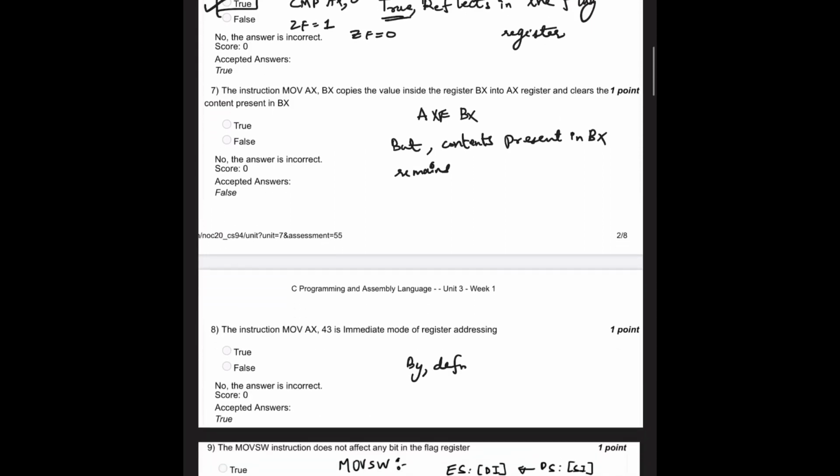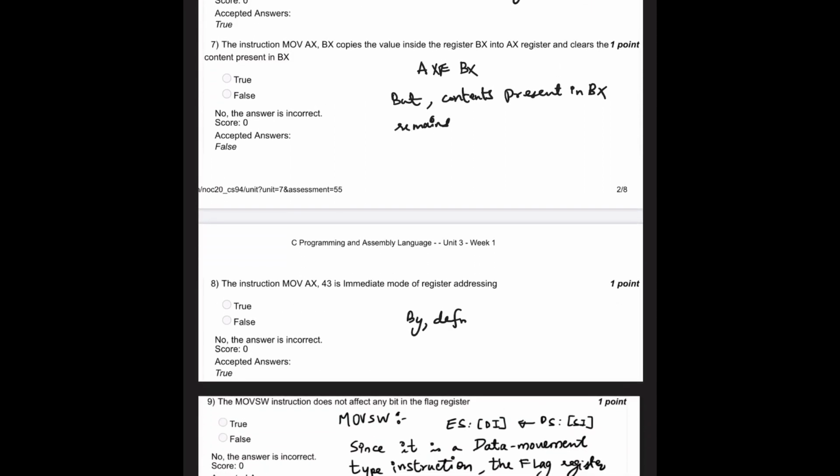Okay, so question 7. The instruction MOV AX comma BX copies the value inside the register BX into AX and clears the contents present in BX. So this is false. So what happens? Let's say you do MOV AX comma BX. The AX register now is having the value of BX, but the value in BX remains there as it is. So that is why this is false.